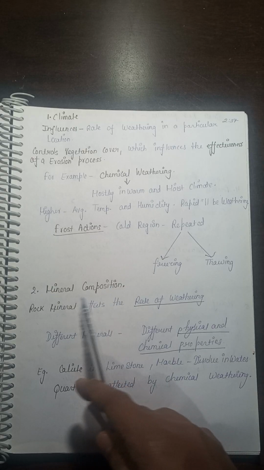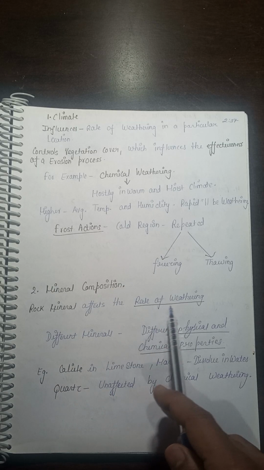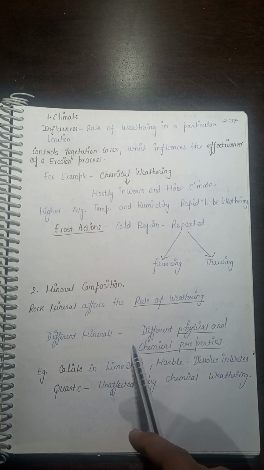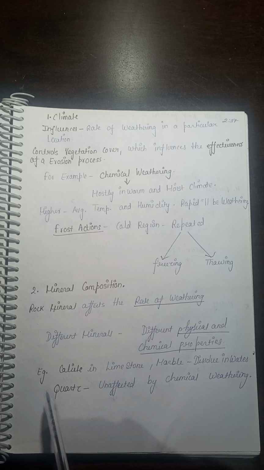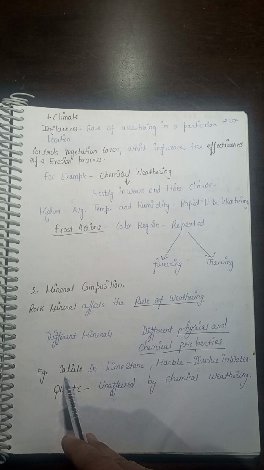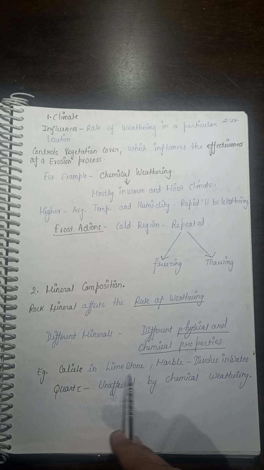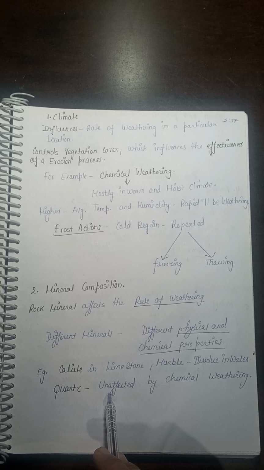Mineral composition: rock minerals affect the rate of weathering. Different minerals have different physical and chemical properties. Example: calcite in limestone and marble dissolves in water, while quartz is unaffected by chemical weathering.